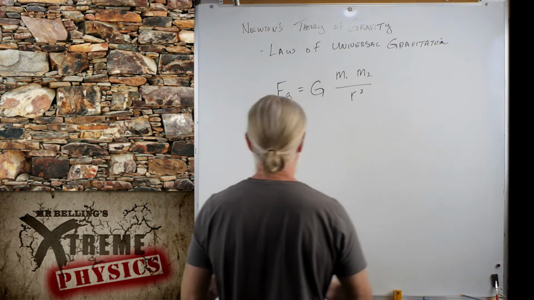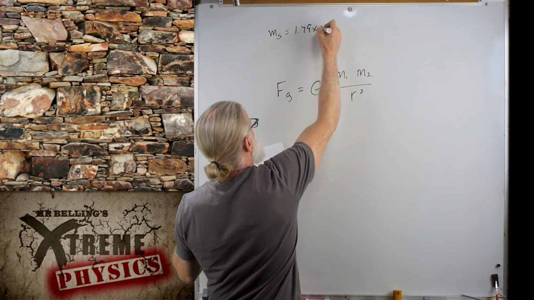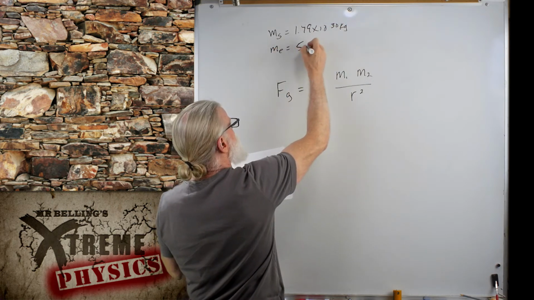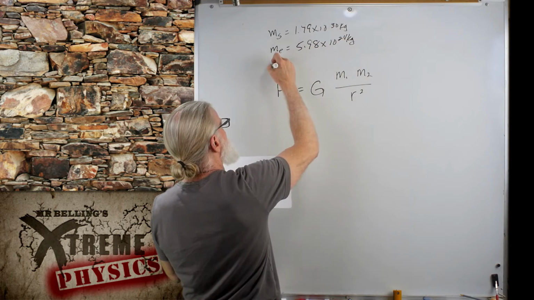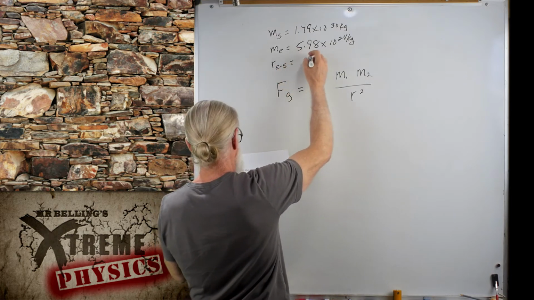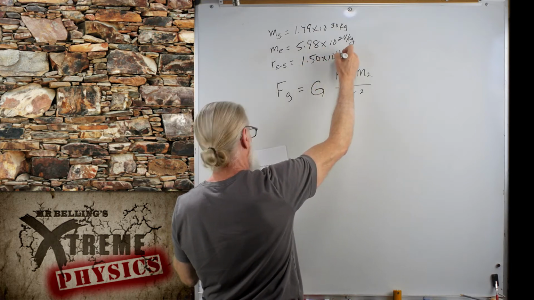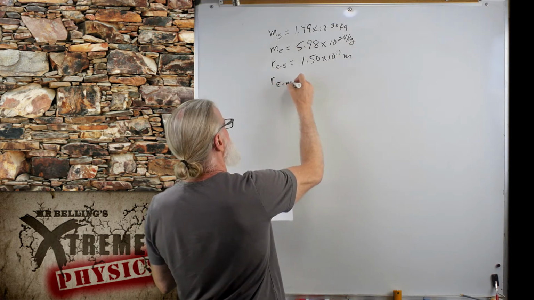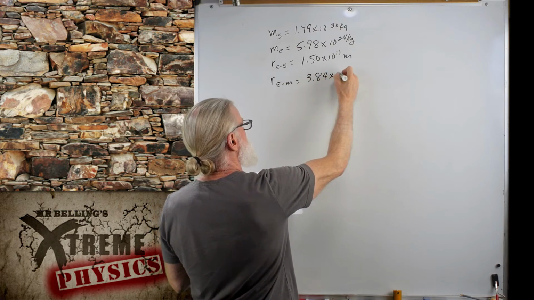Let me give you some information that you're going to use. Mass of the sun is 1.99 times 10 to the 30 kilograms. Mass of the earth, 5.98 times 10 to the 24 kilograms. The distance between the earth and the sun is 1.50 times 10 to the 11th meters. And the distance between the earth and the moon is 3.84 times 10 to the 8th meters.